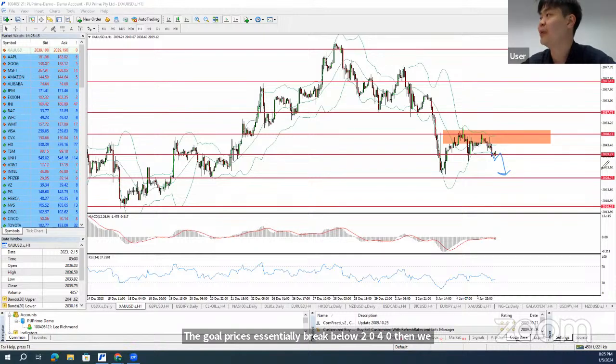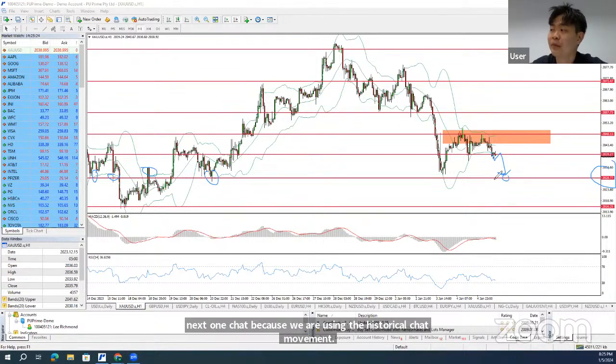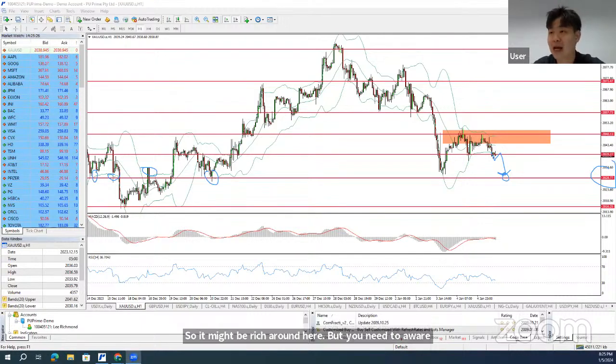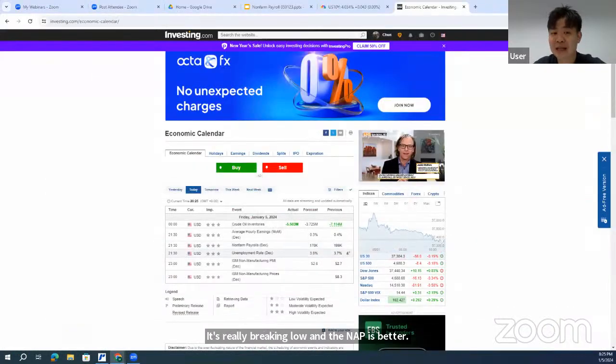The next target level should be around 2030 according to the H1 chart, because we are using the historical chart movement now. So it might reach around here, but you need to be aware of it, and make sure it really breaks below and the NFP is better. So these are two data points that you need to focus on.